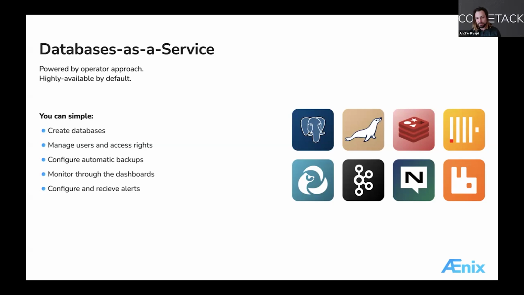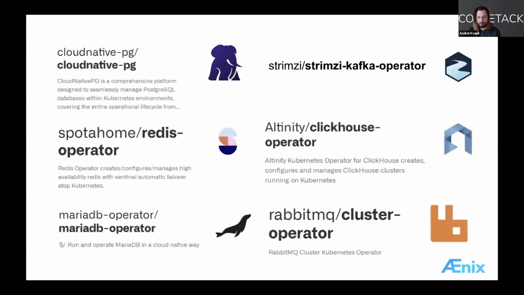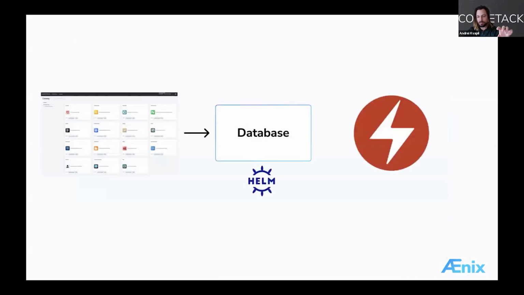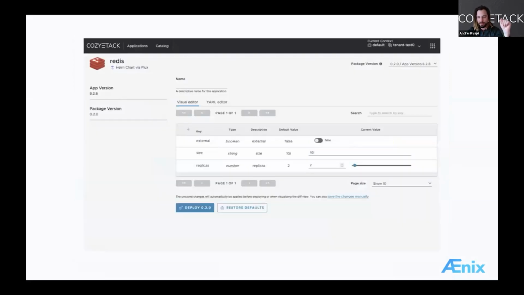We allow you to create databases, manage users, configure automatic backups, monitor, and so on. For this, we use normal Kubernetes operators. We just adopt them as other components in our platform, and they manage the deployment of the application. Let's see, for example, if we order a Redis service. We have this Helm chart, which deploys a few YAMLs, which are then managed by the operator.